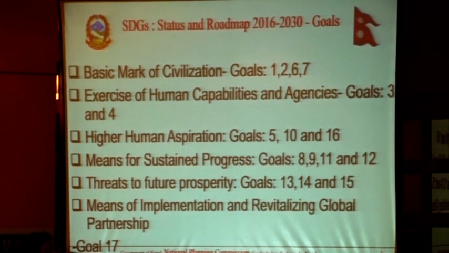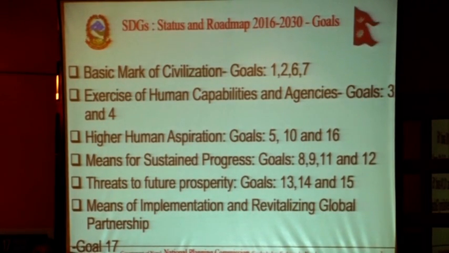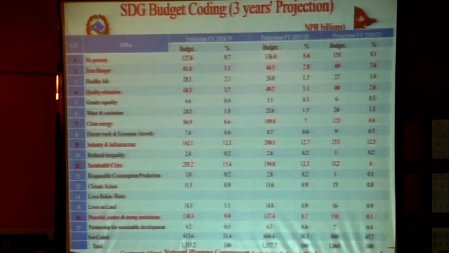Goals 1, 2, 6, and 7 are the basic mark for civilization. Goals 3 and 4 are for the exercise of human capabilities and agencies. Goals 5, 10, and 16 are for higher human aspiration. Goals 8, 9, 11, and 12 are the means for sustaining progress. Goals 13, 14, and 15 are for future prosperity. And means of implementation and revitalizing the global partnership is Goal 17.